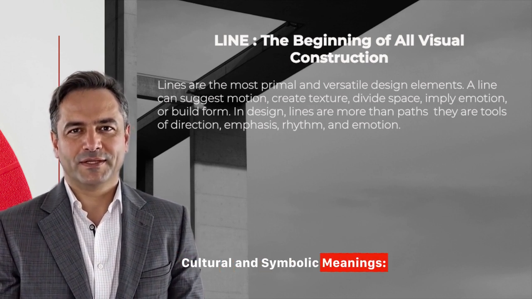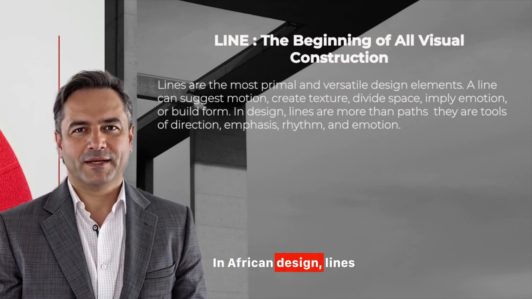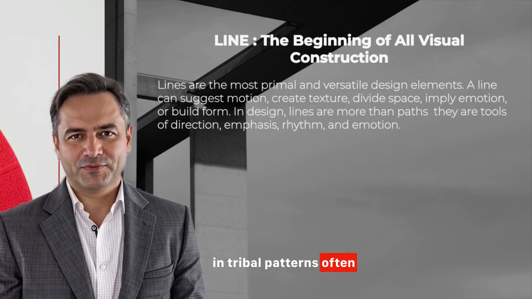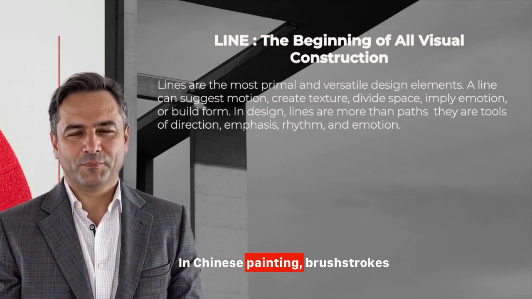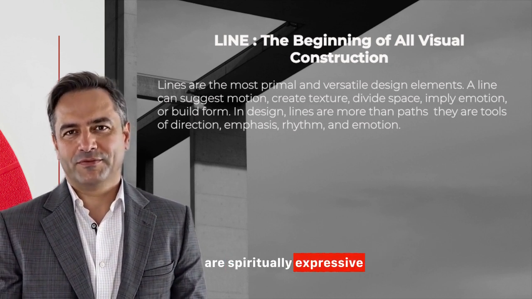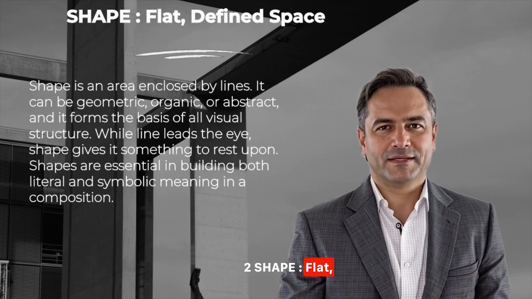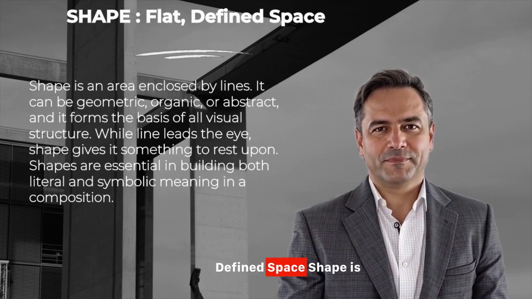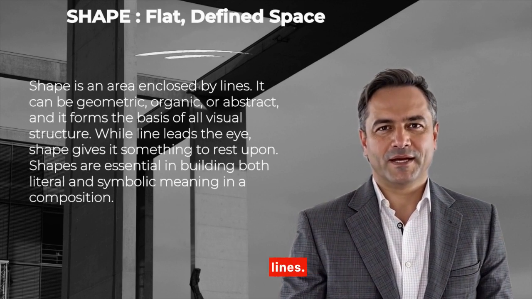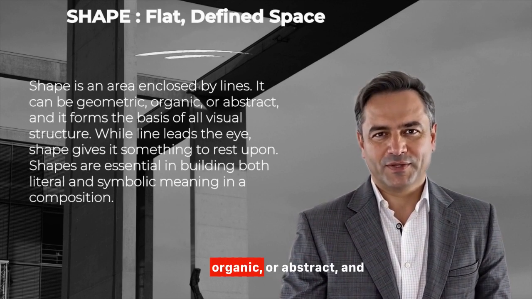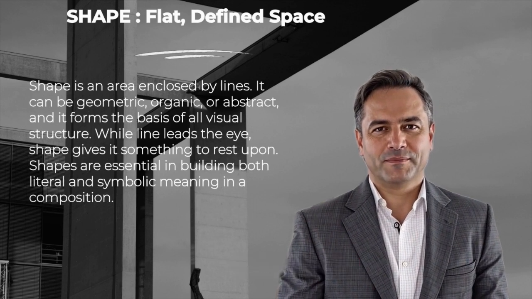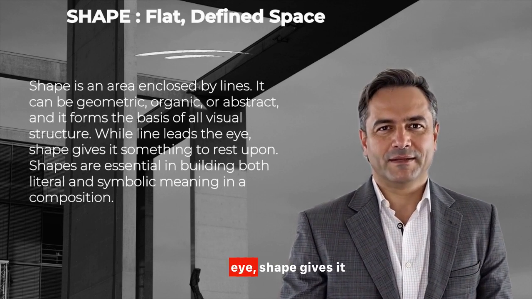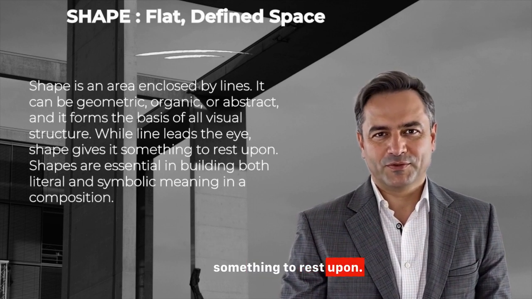Cultural and symbolic meanings. In African design, lines in tribal patterns often signify rights or status. In Chinese painting, brushstrokes are spiritually expressive. Shape. Flat, defined space. Shape is an area enclosed by lines. It can be geometric, organic, or abstract, and it forms the basis of all visual structure. While line leads the eye, shape gives it something to rest upon.